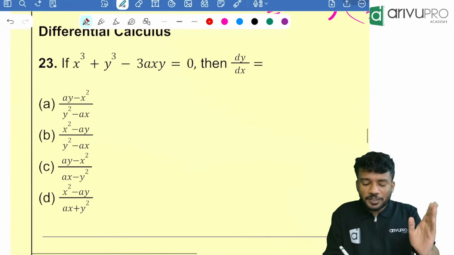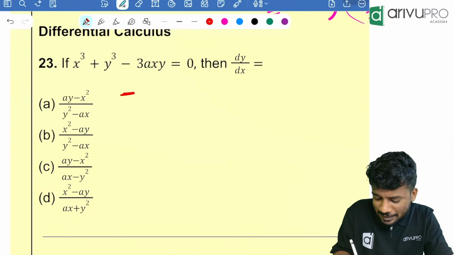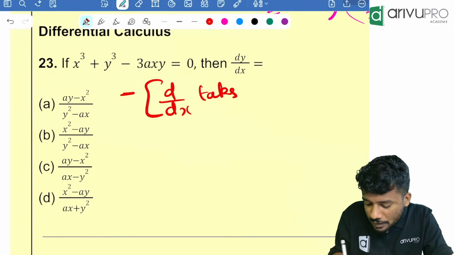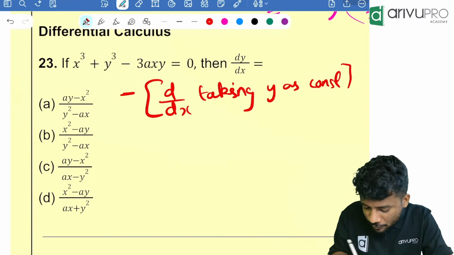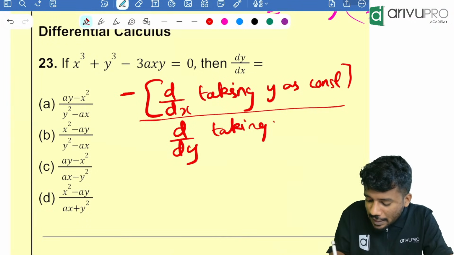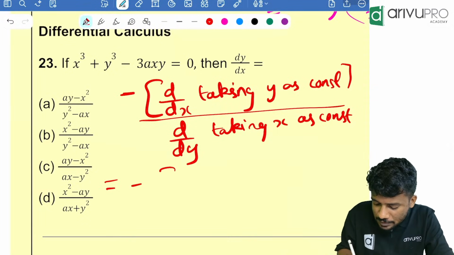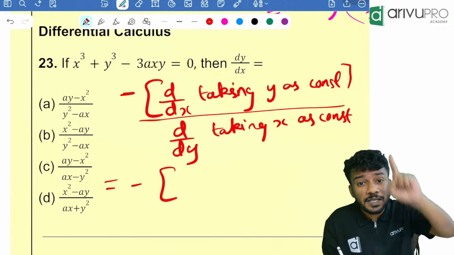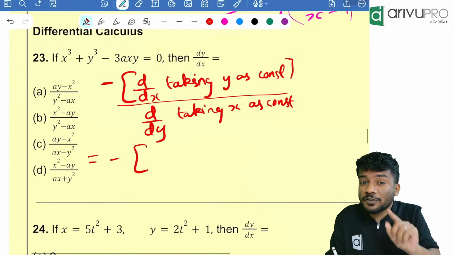Next question. So it is an implicit function. I told you the shortcut for implicit. Minus of derivative of x taking y as constant, divided by derivative with respect to y taking x as constant. Now write the answer. Derivative with respect to x, taking y as constant, means we take y just like any other number. It should be a constant value. Derivative of a constant is 0.